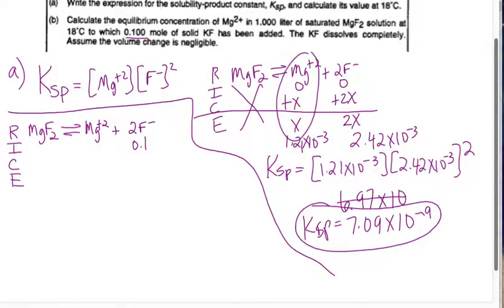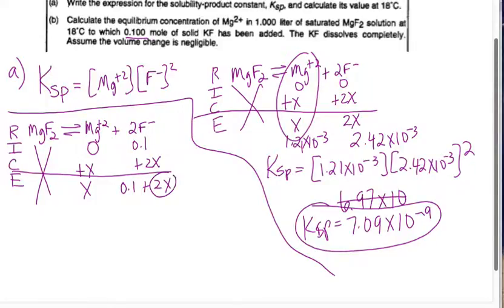That's the concentration in the flask. We have none of this yet because we didn't add any initially. So here we have a plus x and a plus 2x. So on our E line we have x and 0.1 plus 2x. What can we do? We're going to trump this guy and say negligible.